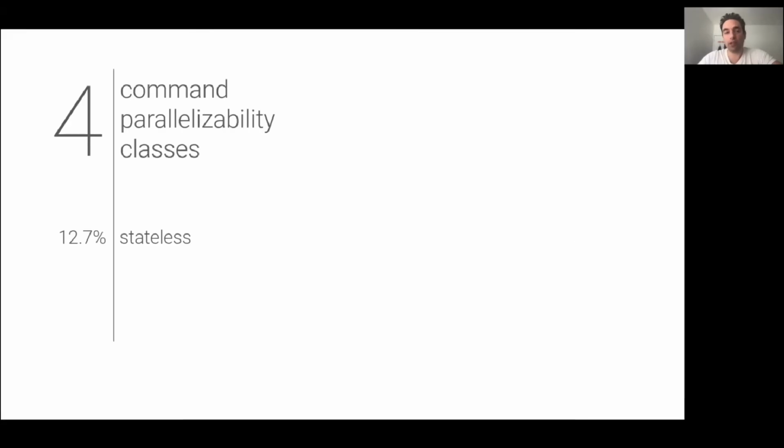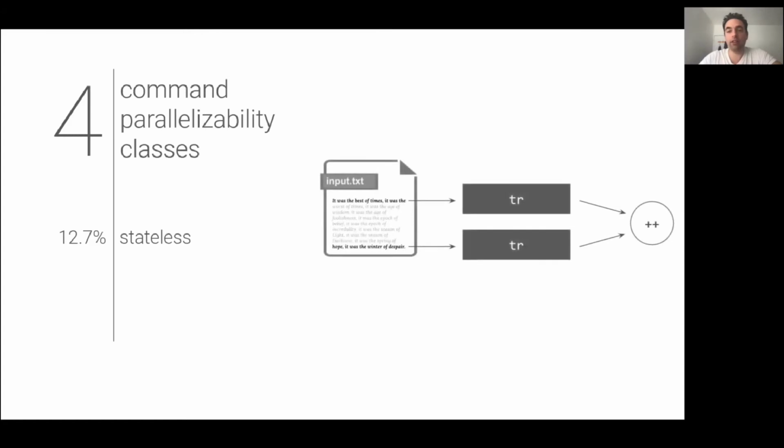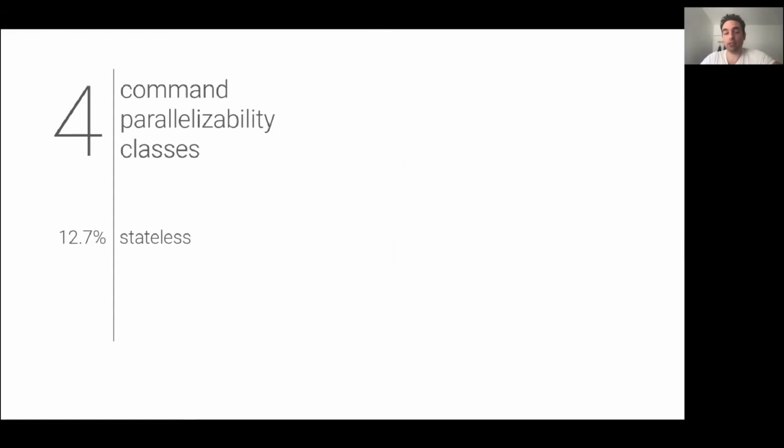Let's take a quick look at the 4 command parallelizability classes. The first class is stateless commands. These operate on individual lines of input, which is the key element of a Unix data stream, and their results can be combined using concatenation. For example, the tr command that is used to convert uppercase characters to lowercase characters can be concatenated to give us a result that's equivalent to sequential execution. These commands are trivially parallelizable.